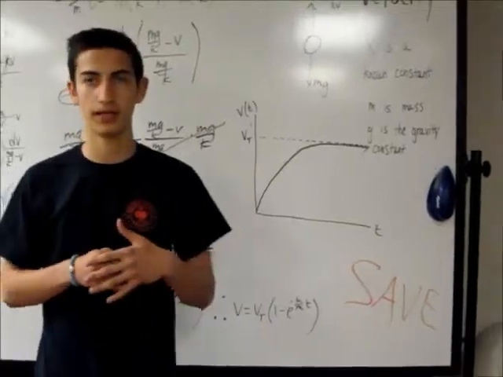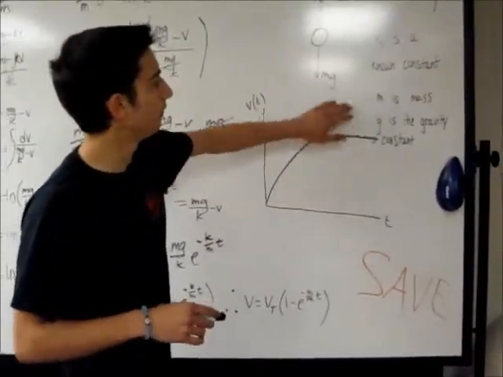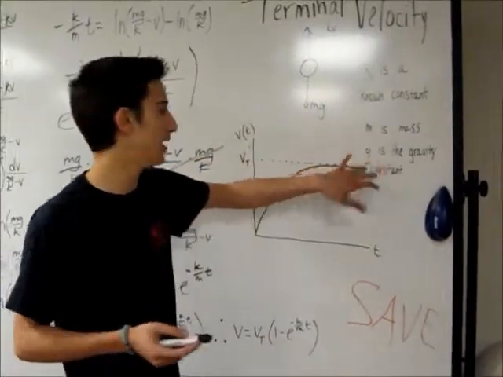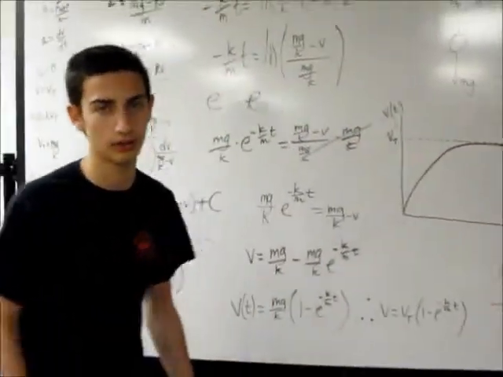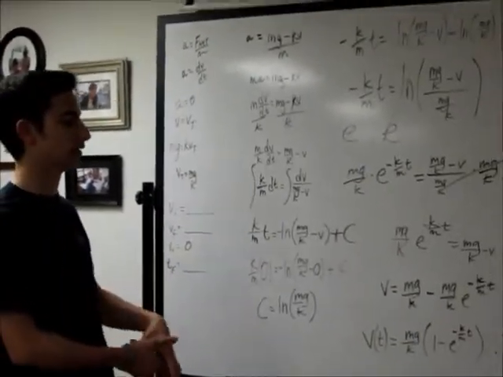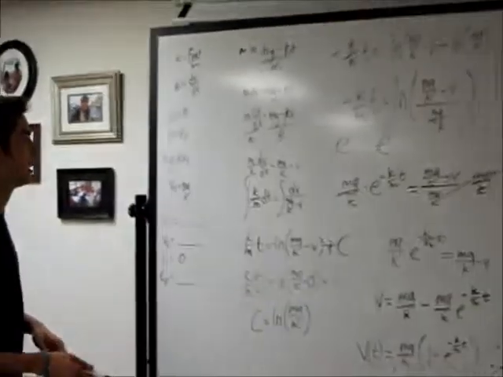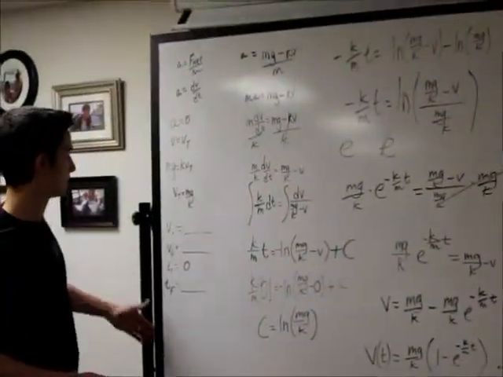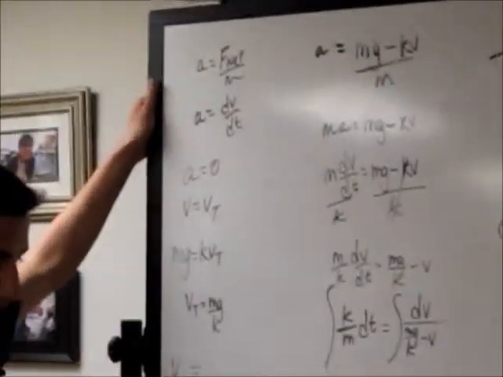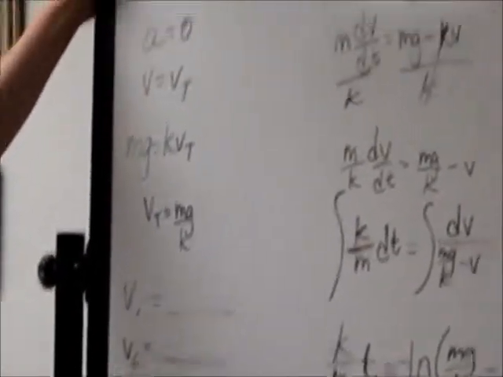At this point, its acceleration is 0. That's why this is asymptotic, okay? And we already know what m is. m is mass, g is the gravity constant. So let's take you through exactly how you get to solving the differential equation. First of all, you have to start out with a few of these. Here I'm looking for givens. This is what starts the problem.